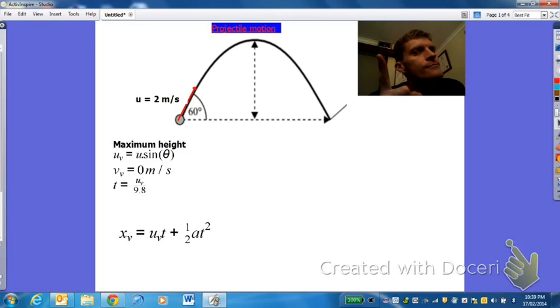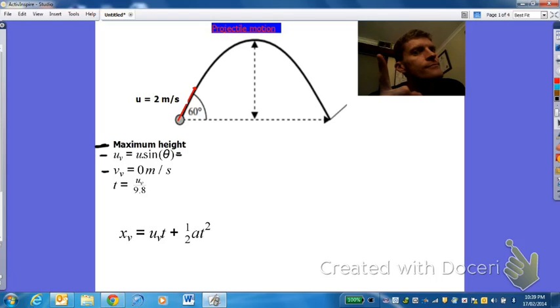So we have a problem. An object is projected at 2 meters per second at an angle of 60 degrees. What is its maximum height? These maximum height problems are a vertical motion problem, so all quantities like initial velocity and final velocity have to be given as a vertical component. Let's start by working out the vertical initial velocity.